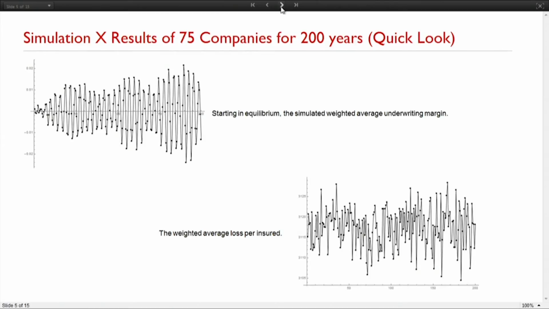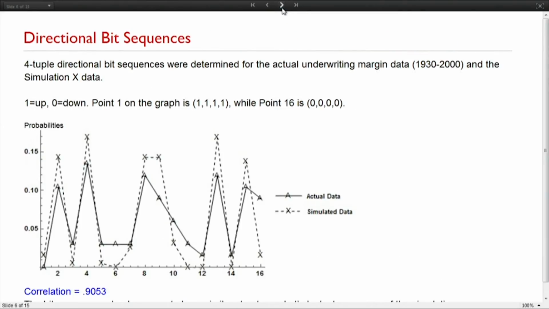But if I do a usual comparison of this, there's 200 years and the other one is 71 years. If I do a usual comparison, there's nothing. It doesn't match up at all. There's no correlation, no lag correlations, no nothing. So then I thought, well, maybe I'll compare them differently. The promo for this conference said, if you think you did something clever, so this is my clever part. I compared these time series with what I call directional bit sequences.